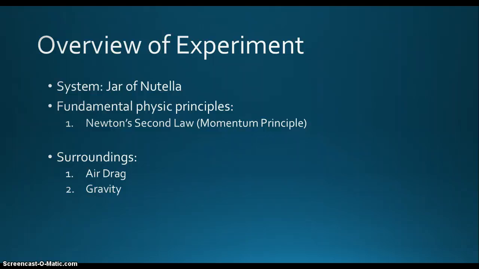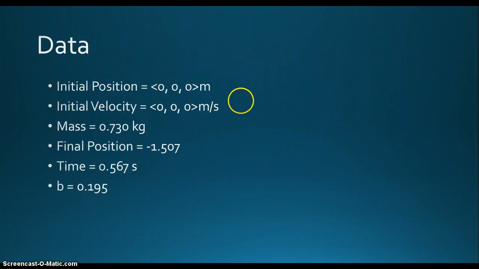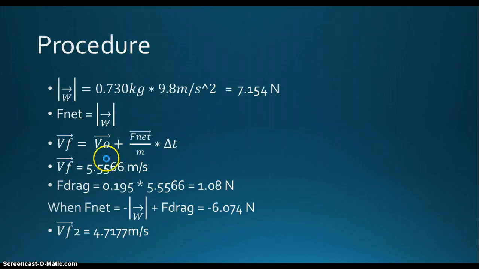The system is the jar of Nutella, the fundamental physics principle is Newton's second law, and the surroundings are air drag and gravity, which is equal to 9.8 meters per second squared. Now here is all the data that is taken into consideration, and here are the procedures used to determine values such as the final velocity, net force, and the final velocity when the net force takes into consideration gravity and drag force.